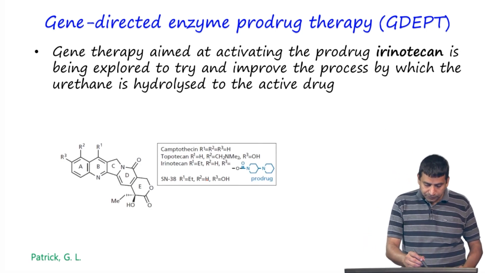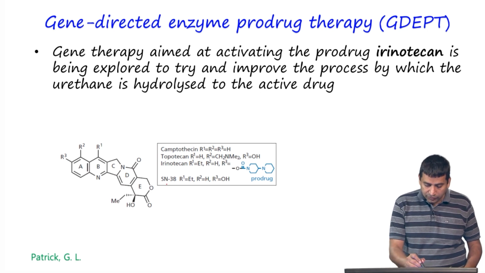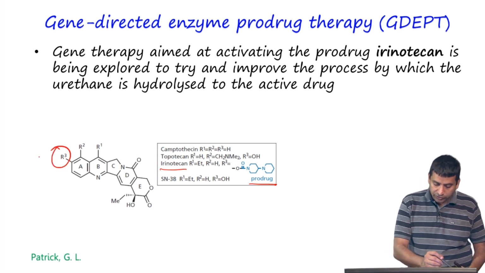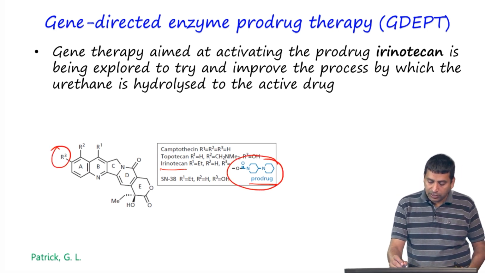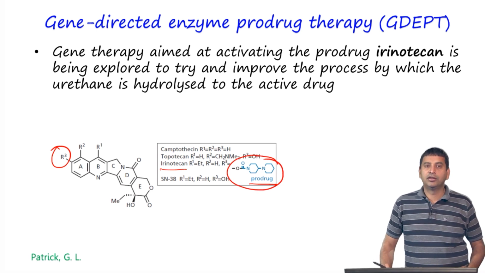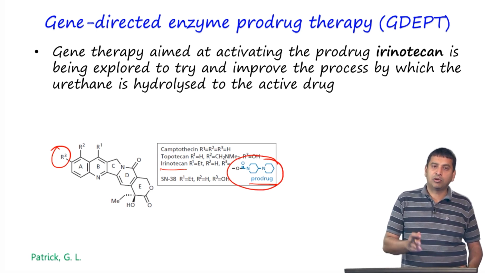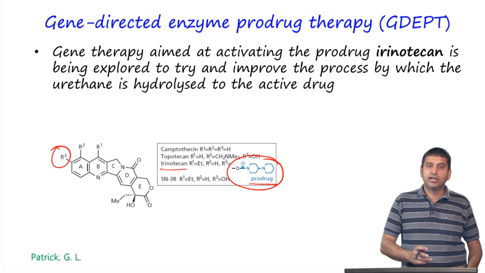So, here camptothecin is where you have all of these R groups being hydrogen, and what we could do is make irinotecan, which is basically a prodrug, and here R3 as shown here is modified as a carbamate. So, this is actually a prodrug, and once it gets cleaved by carboxypeptidase, it would release the active drug.